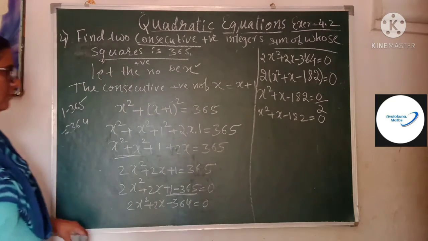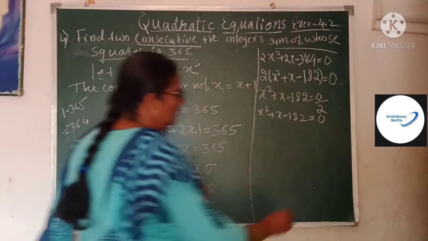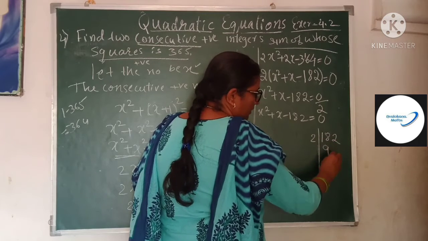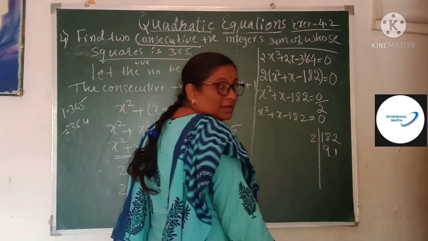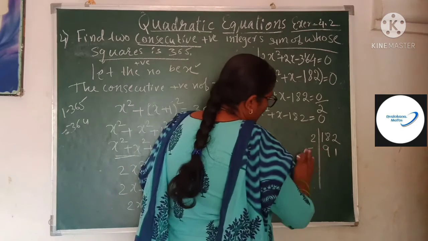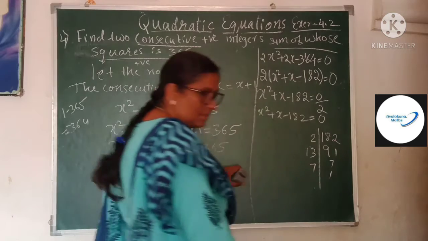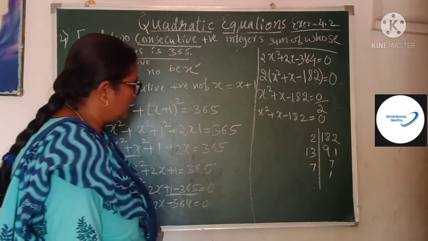Now we have to find the factors of 182, as I just showed in the previous problem. 2 9s are 18, 2 1s are 2. Once again you got the same thing. 13 7s are 91, 7 1s are 7. Am I right? So now look at this one here.